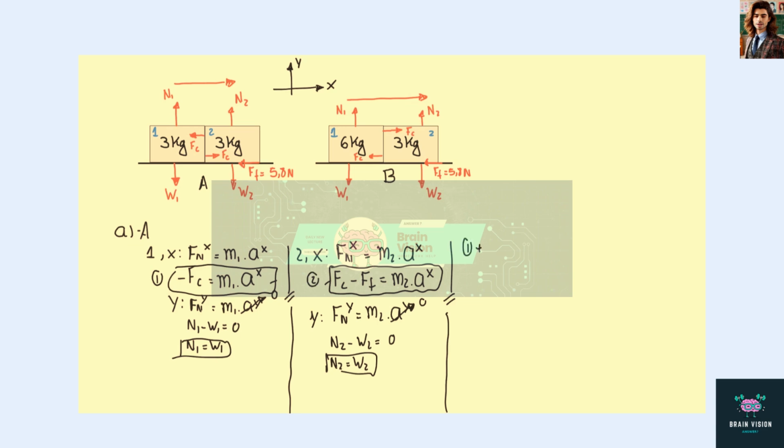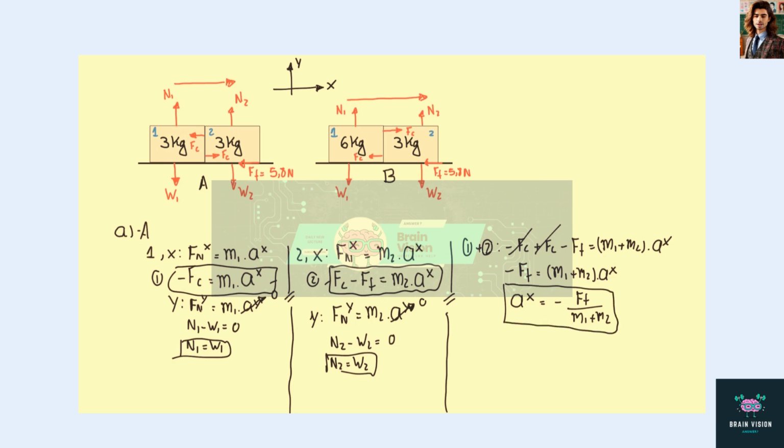If we add equation number 1 and equation number 2, we get minus Fc plus Fc minus Ff is equal to m1 plus m2 times Ax. Therefore, the contact forces cancel and we end up with minus Ff is equal to m1 plus m2 times Ax. Then, the acceleration in the x direction is given by minus frictional force divided by m1 plus m2. This equation will be very useful during this question, so I will put it up there on the board.